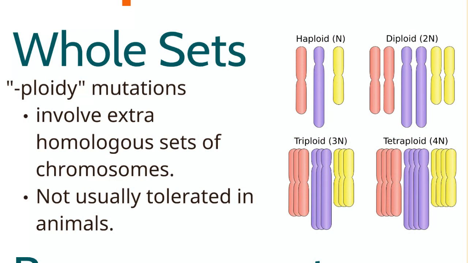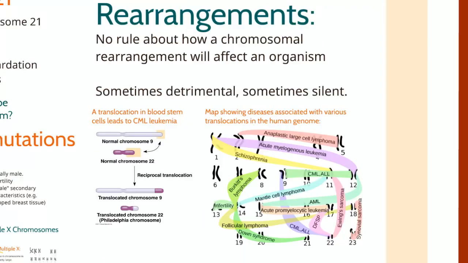Now, sometimes we have polyploidy mutations. These are whole sets of chromosomes. They involve extra homologous sets. They're not usually tolerated in animals. If you have a whole set, like double everything, triple everything, very early on, these lead to miscarriages.